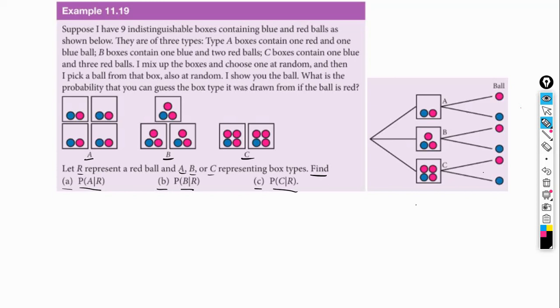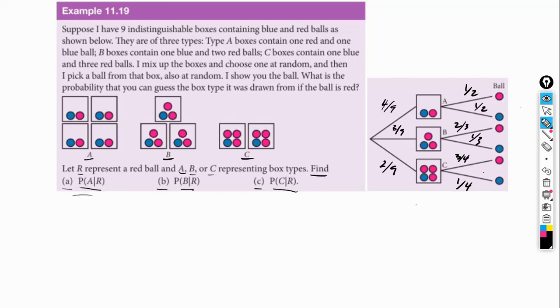How many total boxes are there? There's 9. How many boxes are of type A? 4. So that means 4 out of 9 would be the probability for box A. There's 3 boxes that are type B, so that's 3 out of 9. And then there's 2 boxes of type C, so 2 out of 9. Then what's the probability of picking a red ball from box A? Notice that it would be 1/2 for each color. Picking a red ball from box B would be 2/3, and a blue ball would be 1/3. And then for C, the probability of picking a red ball would be 3 out of 4, and 1 out of 4 for a blue ball.